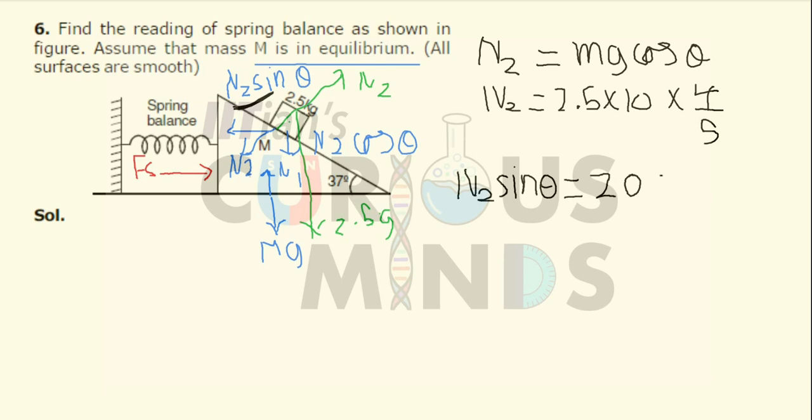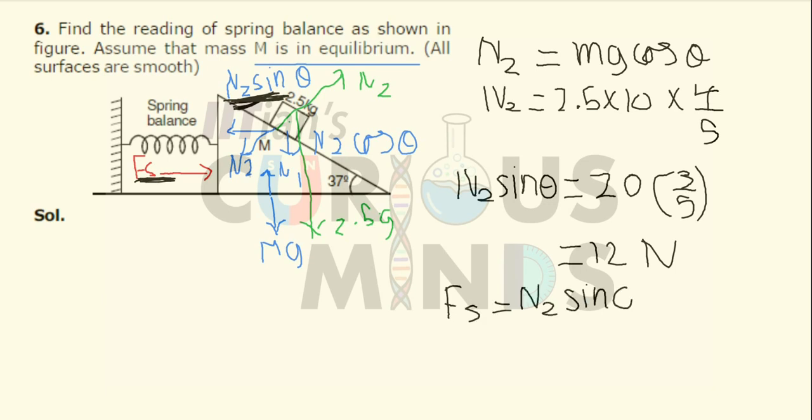Sine 37 is equal to 3 by 5. So 4 into 3 is equal to 12. So the total force acting in the left hand side direction is equal to n2 sine theta, which is 12 Newton. In order to keep this in equilibrium, the spring exerts a force in the right hand side direction, which will be equal to n2 sine theta. Fs will be equal to n2 sine theta, which is 12 Newton. So this will be the spring force.